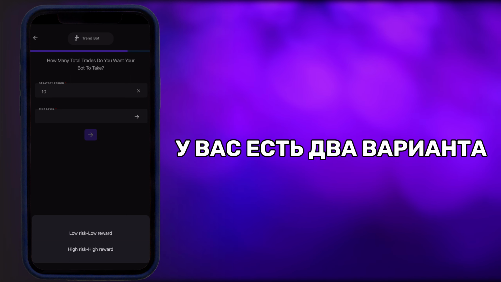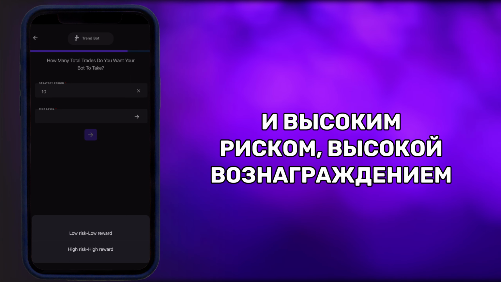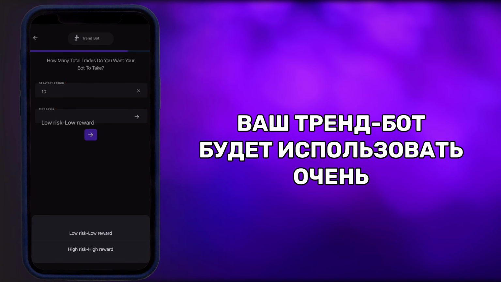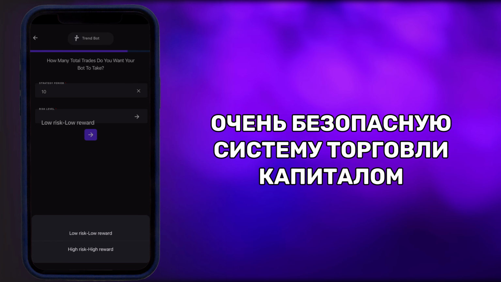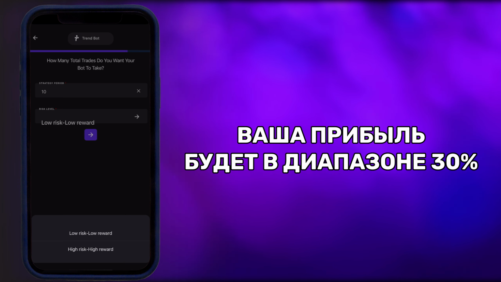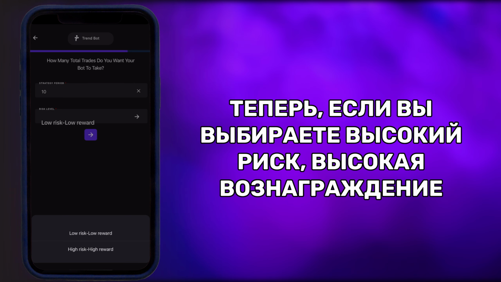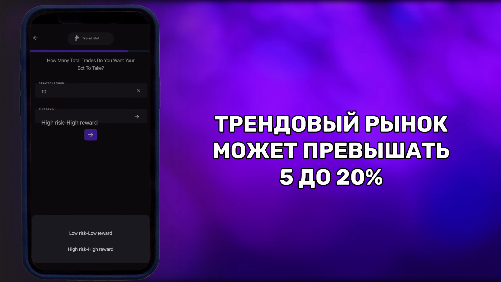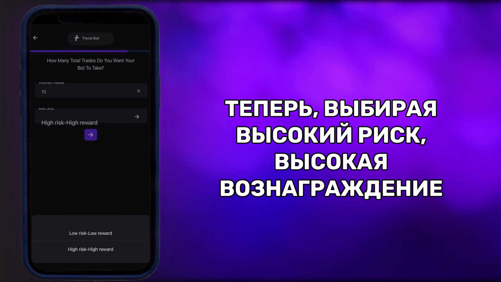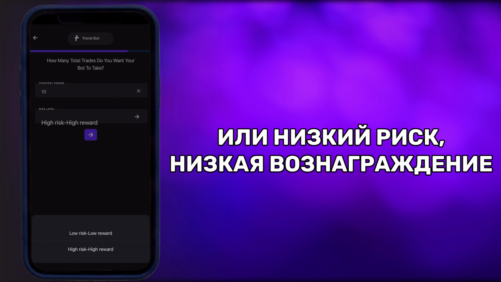So you have two options between the low risk, low reward and the high risk, high reward. Now the low risk, low reward, your trend bot is going to be using a very secure capital trading system, and your profits could be around 0.1 to 1% daily, and in a month your profit will range over 30%. Now if you do go for the high risk, high reward, your profit in a day trending market could go way over 5 to 20%, and in a month it could go way over 100-300%.